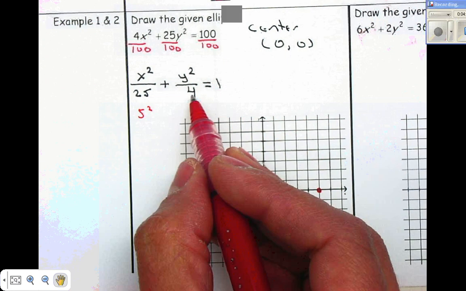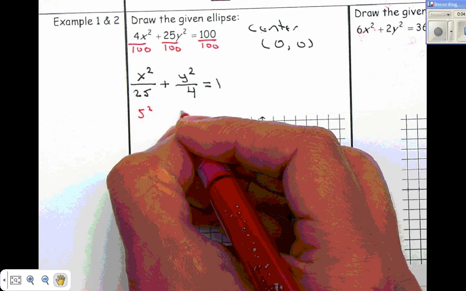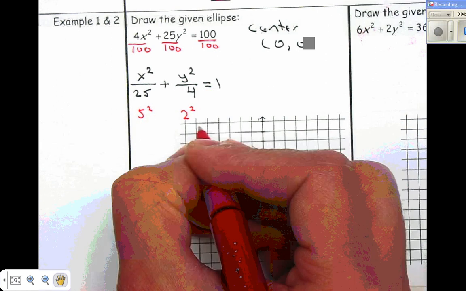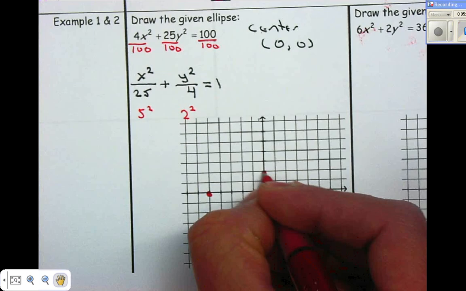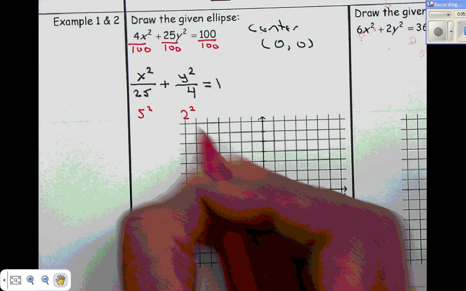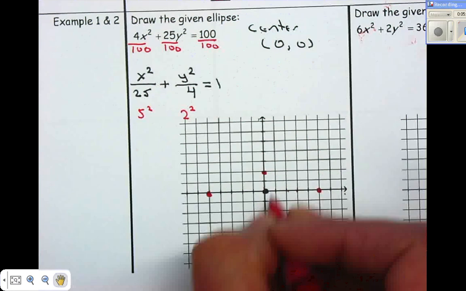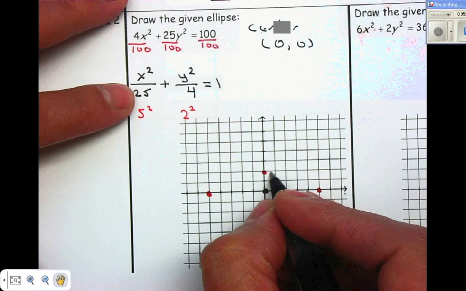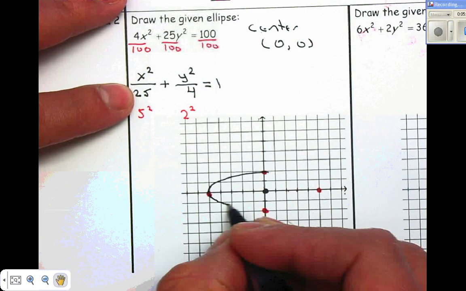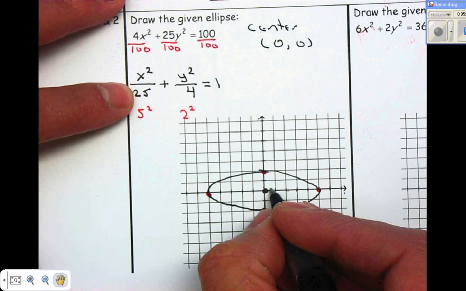We are going to be looking at the y. There's a 4, and we can rewrite it as 2 squared. So the value of B will be 2. So we're going to go up 2. Notice that it's under the y, so that's why we're going up and down: up 2 and down 2. From here, we can go and form our ellipse. And this is the center.